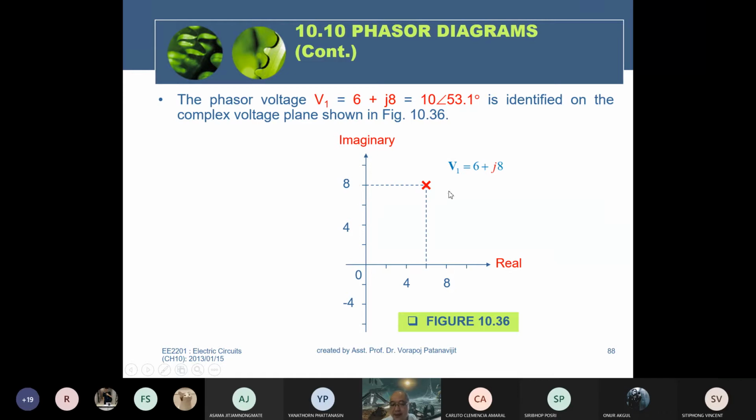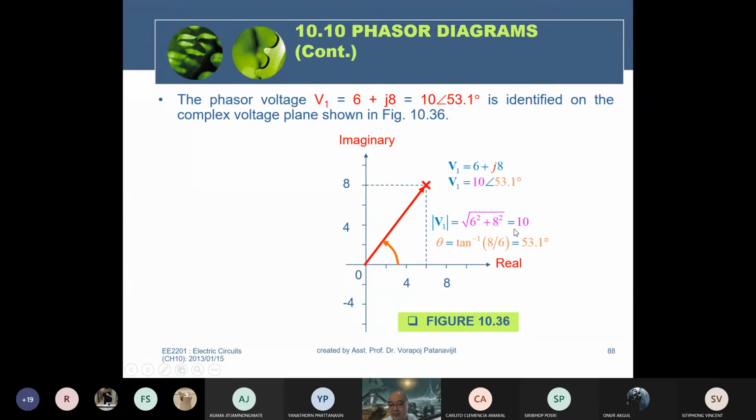Now, you plot them: 6 plus xj, where the real part is 6 and x is the imaginary part, equals 10 at 53 degrees. 10 at 53 degrees is identified on the S plane here. When you plot them, you use vectors. The head of each has an arrow, and every vector starts from the origin.